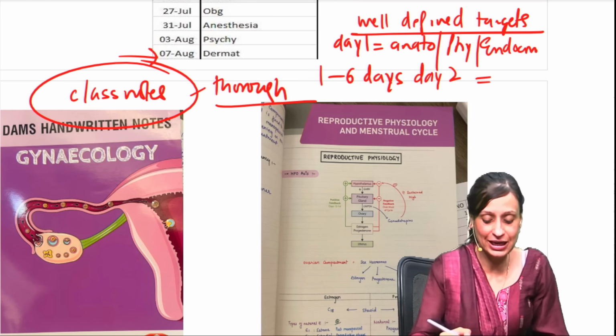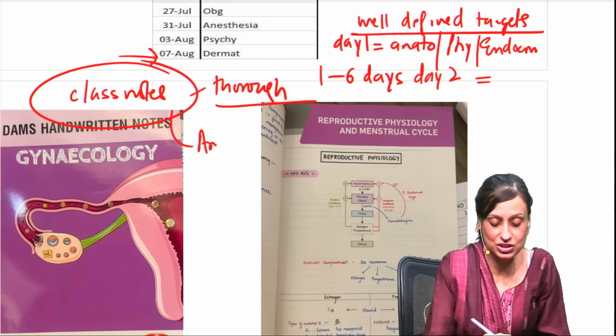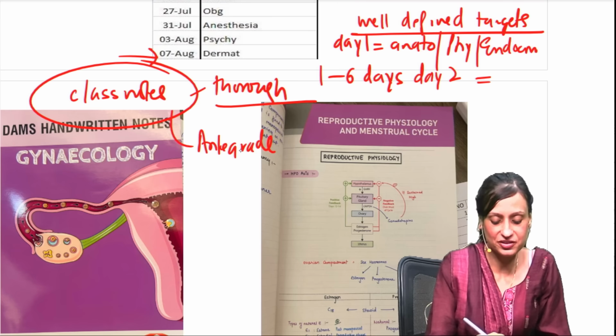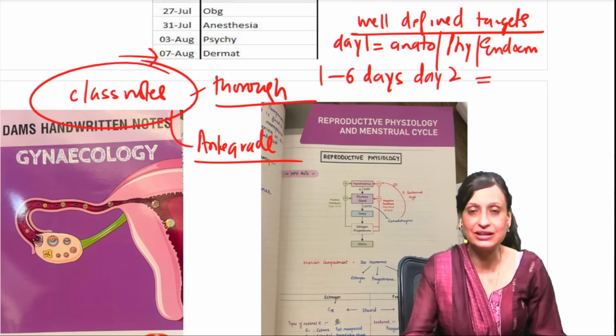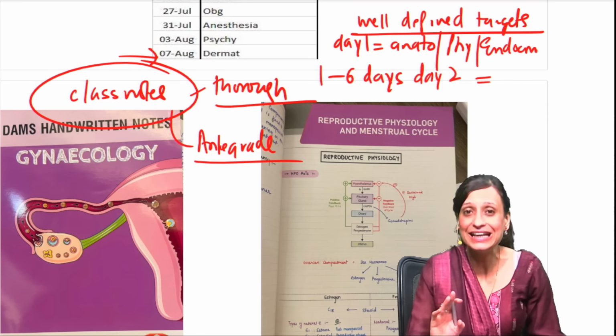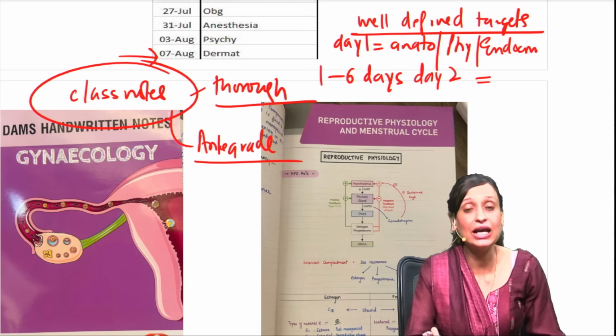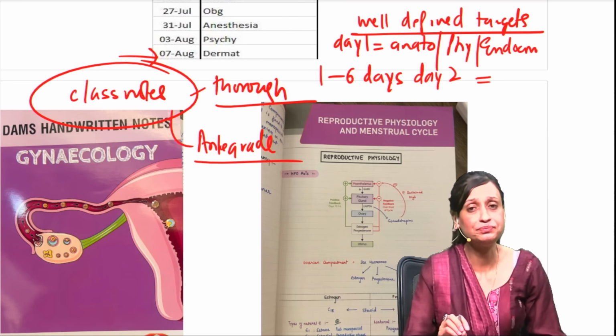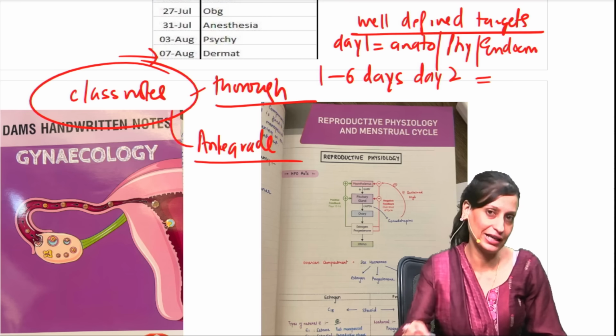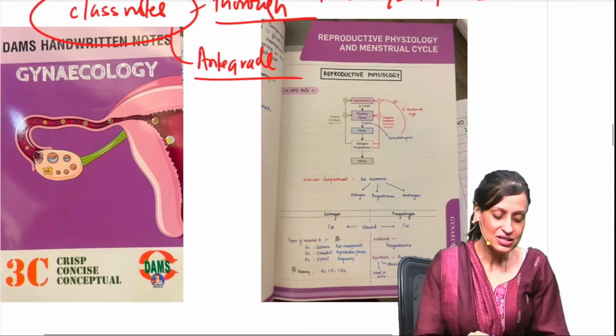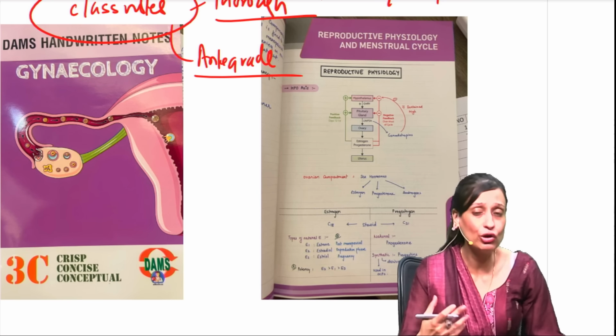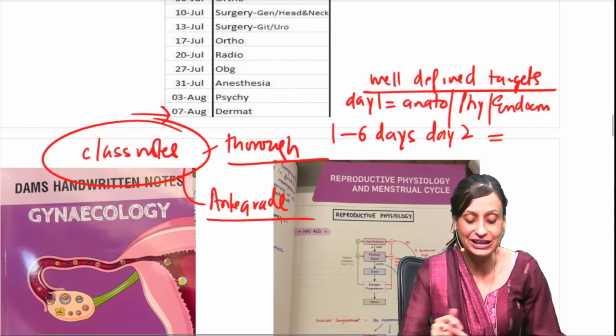Okay, so this is the time that you're going to do your class notes anti-grade. Start from the first page and go through everything, because this is the only time that you're going to go anti-grade, and this is the only time when you're going to go line by line.